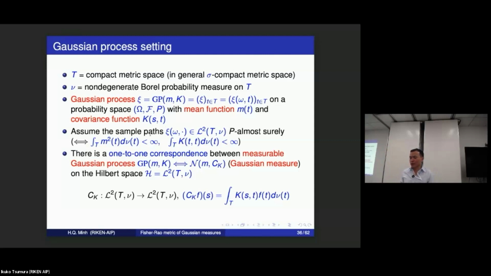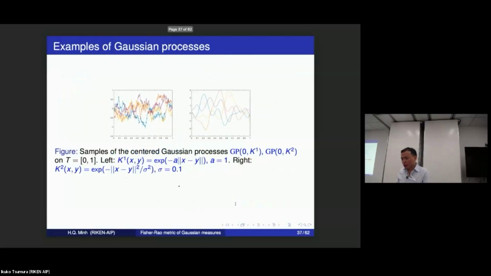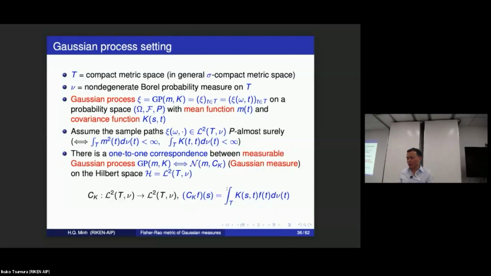And so in this case, the sample paths of the Gaussian process belong to L2 if and only if the mean function is square integrable, and then we have this condition here for the covariance function. So we have a one-to-one correspondence between measurable Gaussian processes and Gaussian measures, with the same mean and covariance, on the Hilbert space H = L2(T, nu). So this is the Hilbert space in this case. It's a concrete Hilbert space, and the covariance operator is given by just the integral operator with the kernel K(s,t). So you can imagine that we will actually have the RKHS methodology come into the picture very soon, because the covariance function is a kernel.